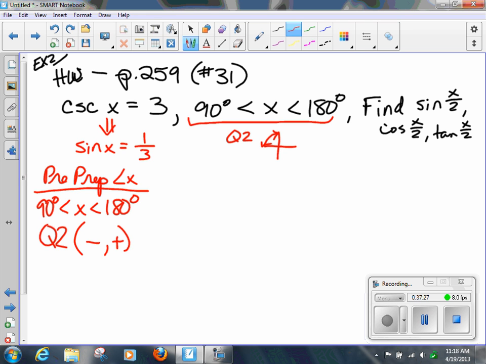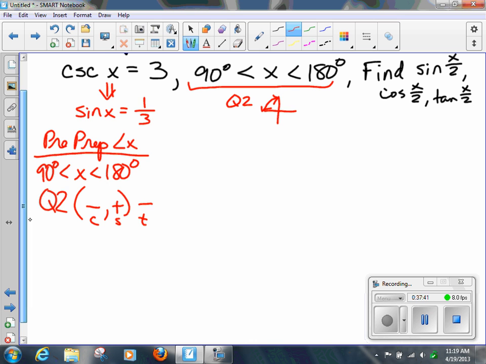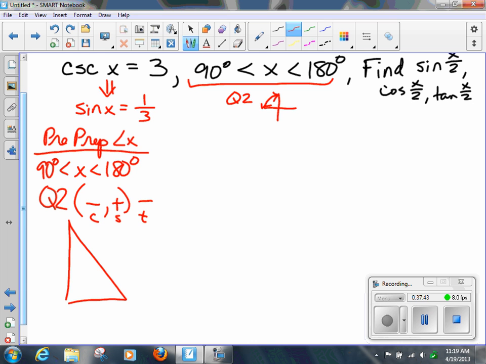Negative, positive, negative, right? What do we do now? How about this? Not yet. Not on the pre. Now we got to do the triangle. Hold up. Now we got to do the triangle. Sine is 1/3, so that means my opposite side is 1, and my hypotenuse is 3.